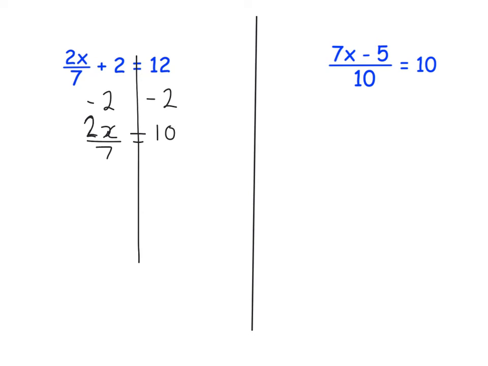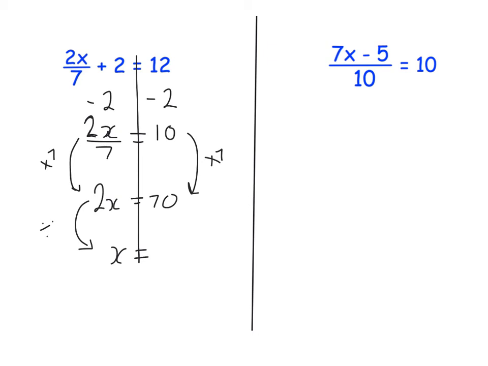Say it again. 2x divided by 7. The last thing that I did was divide by 7. So now I need to undo that by timesing both sides by 7. So I'm going to get 2x is equal to 10 times 7 is 70. I want to know what x is. 2x means 2 times x. So I need to undo that by dividing by 2 on both sides, and I get 35.